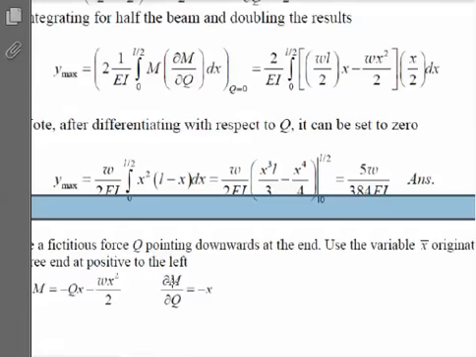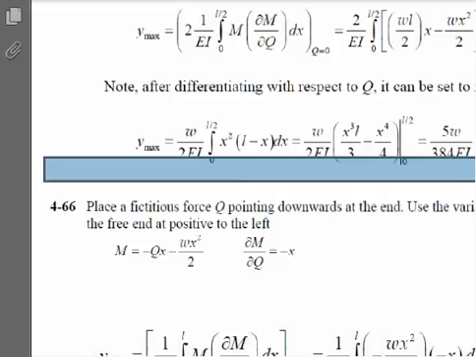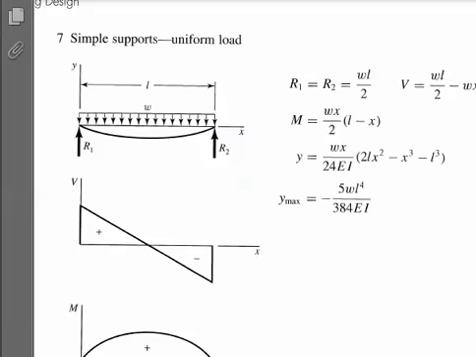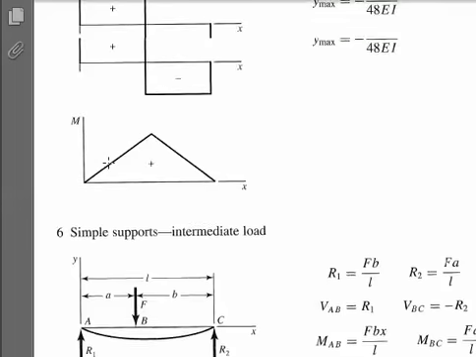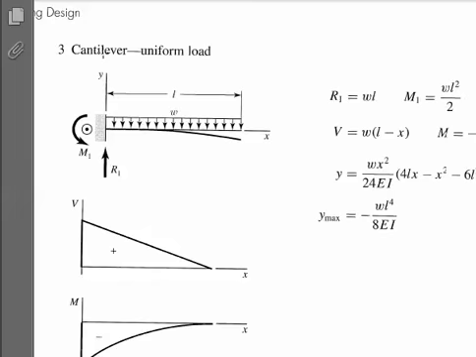Then moving to 4-66. Looking at what that problem statement was. It says go to beam 3 of appendix A-9. And so jumping to the appendix, beam 3. Beam 3 is a cantilever with a uniform load. And again, we want to calculate the deflection at the end of that cantilevered beam. We'll place a dummy load there, dummy load Q, and we'll calculate the deflection there.